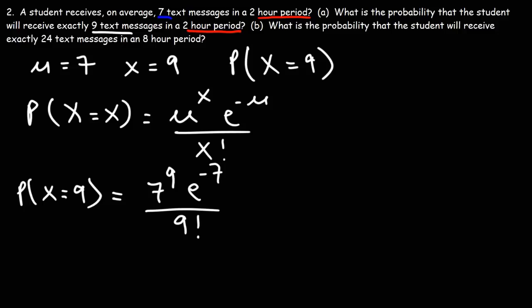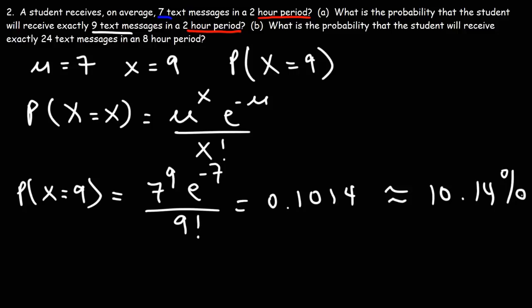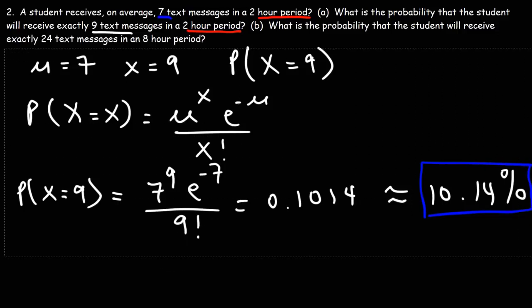So let's type that in. You should get 0.1014, which correlates to approximately 10.14%. So that's the answer for part A. Now, let's move on to part B. But first, let's get rid of this information.